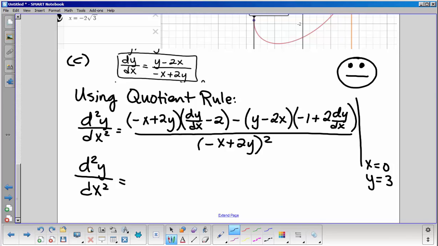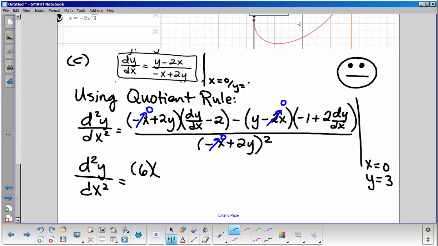Okay, so what is x? 0. So we know x is 0. This goes to 0, and this goes to 0, right? That's nice. So 2y, y is 3. So what is this first? 6, times dy/dx at (0, 3). Is there a way to find that out?